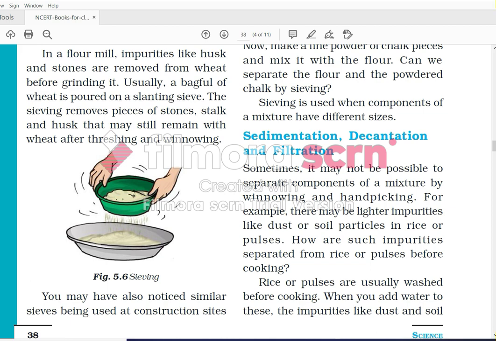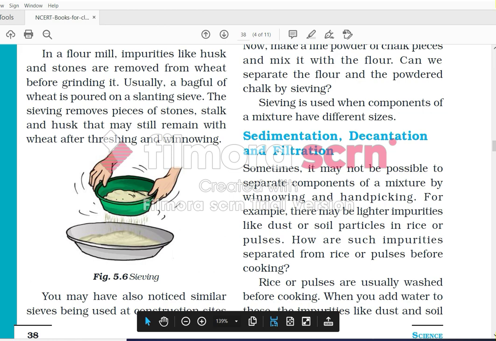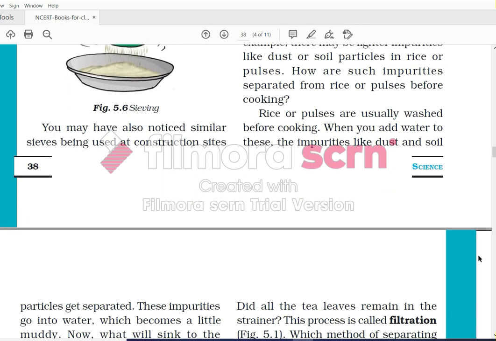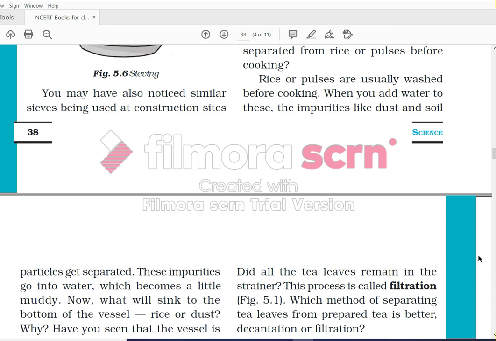So, this process is sieving. Now we'll next study sedimentation, decantation and filtration. Sometimes it may not be possible to separate components of a mixture by winnowing and handpicking. For example, there may be lighter impurities like dust or soil particles in rice or pulses. How are such impurities separated from rice or pulses before cooking?